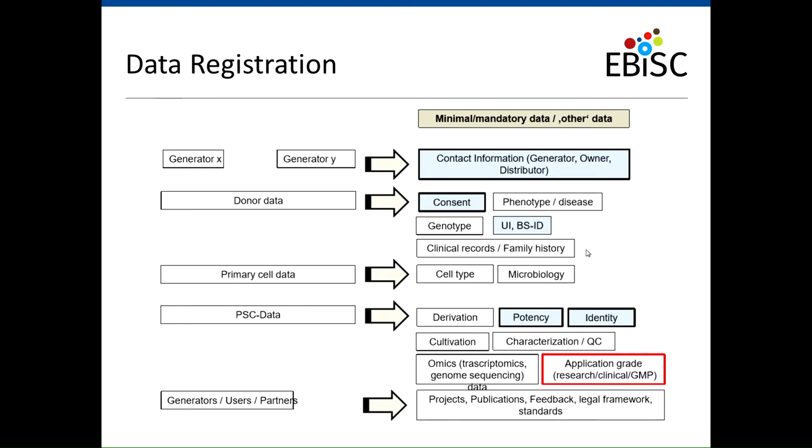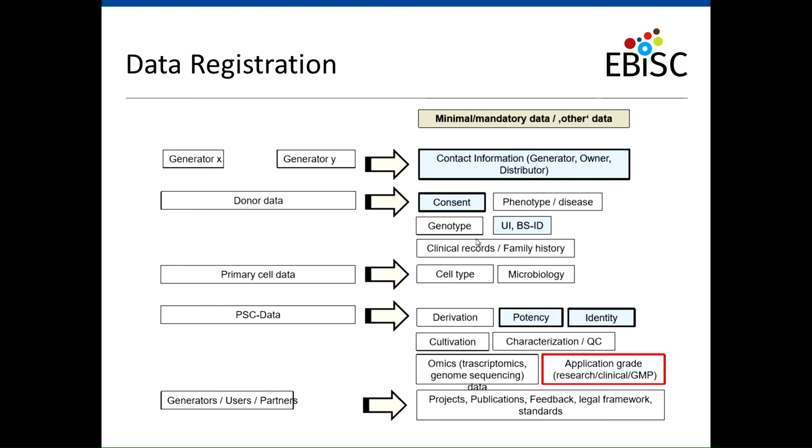So what kind of data are registered? And I already said there are data related to the generator, so general information, contact information, owner, who's the owner of the line, who's the distributor of the line, who generated the line, and donor data. And the most important here, which we consider a minimal criterion, is consent. We need information that the consent is available for a certain line. We need also a unique identifier, so a name basically. We need this contact information.